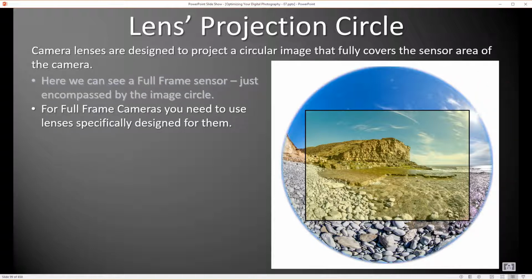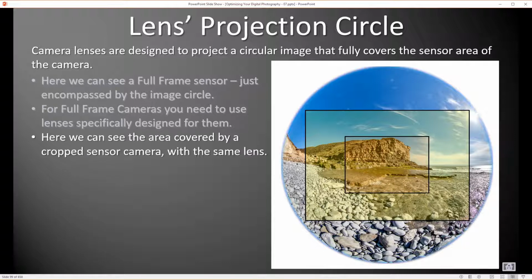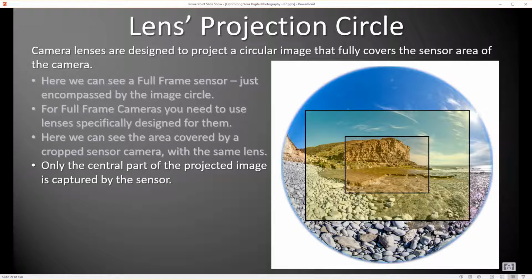So for full frame cameras, you need to make sure that you're using full frame lenses. In fact, usually using camera manufacturers' lenses, you won't be able to use a crop sensor lens on a full frame camera. They're physically incompatible usually. If we then cover the full frame sensor, the full frame lens area, and then put a crop sensor in the middle, you can see it only covers a smaller portion of the entire image that the lens is producing. So only the central part of the projected image is captured by the sensor if we're using a cropped sensor there.